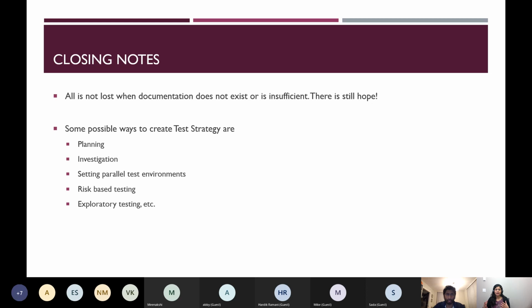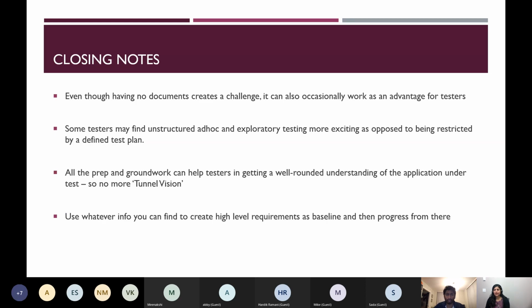I'm just saying to get a well-rounded knowledge about the application under test from various sources, and then input that information into the testing team so that they can successfully execute and deliver a good quality product. The approaches that we talked about are planning, investigation, setting up parallel test environments, exploratory testing. I'm not going to list all of them, but those were the 7 or 8 things we talked about in the past. All right.